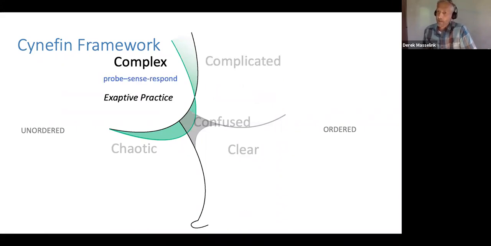When we move into the unordered domain, the realm of complexity, things are new and emergent for a variety of the reasons that Ashley laid out. And in this situation, the appropriate response is actually to probe, to try things. We are probing the system, probing the situation to make sense of what might work. So we're in a learning mode so that we can develop approaches, and then select the approaches that are actually going to work and have traction. So the appropriate approach is to probe, sense, and then respond. And Dave talks about this as the realm of exaptive practice.